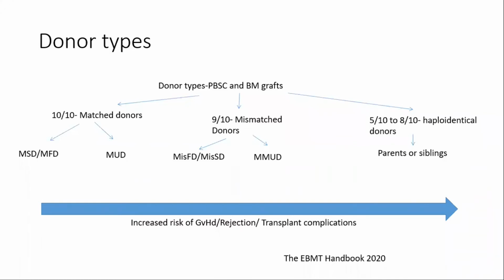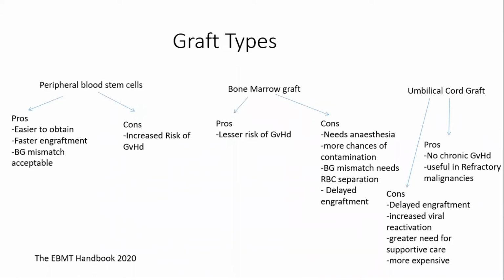If we don't have a 10 by 10 match, we search for an unrelated donor, a 10 by 10 unrelated donor, in many of the registries we have. Any donor who is not 10 by 10, like 9 by 10, is called a mismatched donor. So it can be a mismatched family or a mismatched unrelated donor also. And anything less than that, 5 by 10 to 8 by 10, is called a haploidentical donor. The reason the donors are chosen like this is that the complications with transplant increase as we go from left to right. So next, the graft type. There are basically 3 types of graft. One is peripheral blood stem cells.